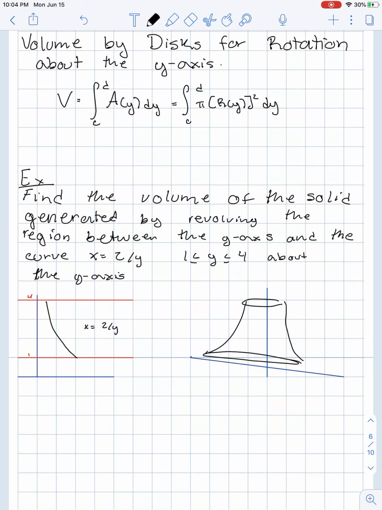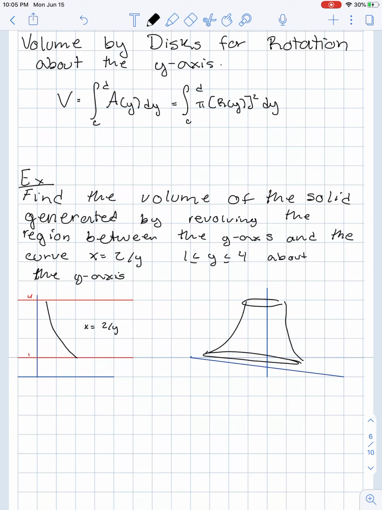We're asked to find the volume of the solid generated by revolving the region between the y-axis and the curve x equals 2 over y. It's a good hint if you're already given your curve in an x equals form, so you already have A of y, if not part of A of y. And we're going to go from y between 1 and 4, and we're going to revolve about the y-axis.